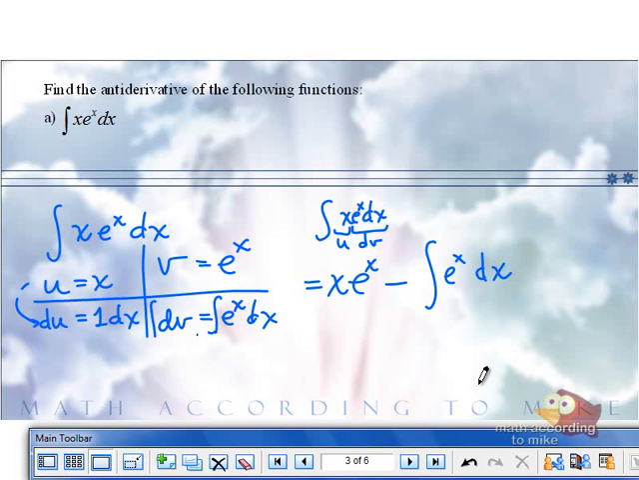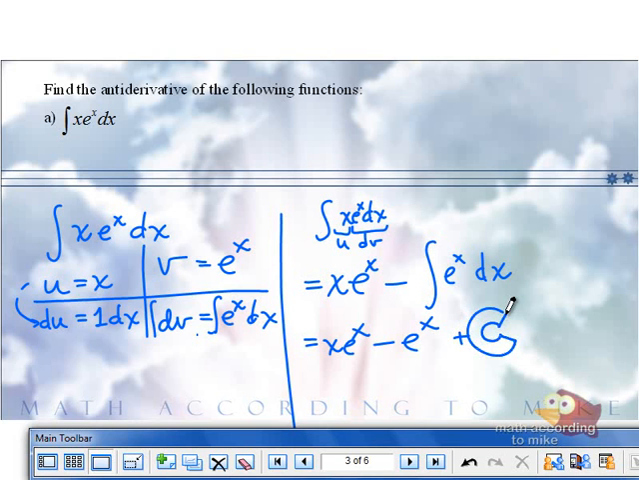The x e to the x is outside of the integral. We don't do anything with it. So I'm just going to copy that down. And to finish this off, what is the antiderivative of e to the x? E to the x. And since this is an indefinite integral, what do we need at the end? Plus c. Oh, that's a cute c. Yes, it is. So that's the answer. X e to the x minus e to the x plus c. It doesn't look it, but if you differentiated that and cleaned it up, you would get x e to the x.